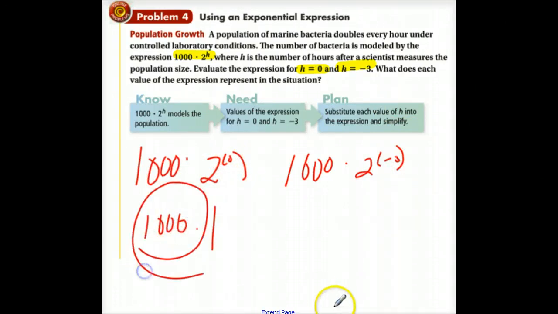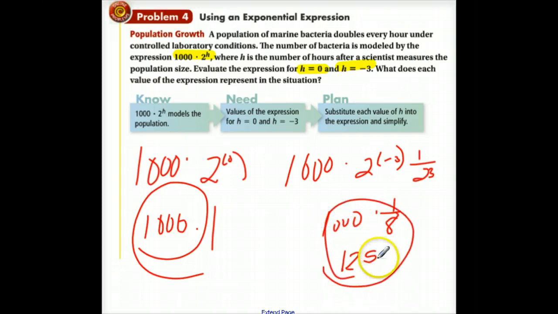All right, so anything to the 0 power is 1, times 1,000. My answer is 1,000. 2 to the negative third power, well, I'm going to rewrite that as 1 over 2 to the positive 3 power. So that's 1/8 times 1,000. I get 125 simplified.